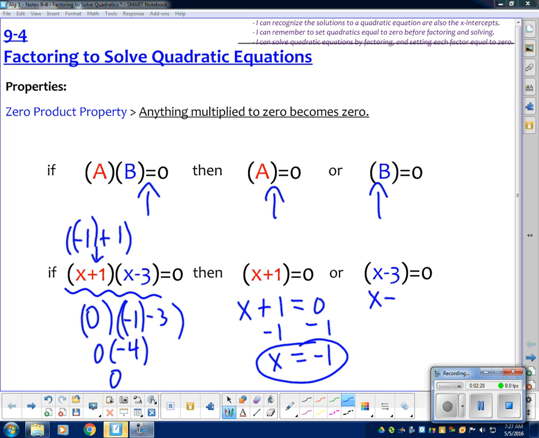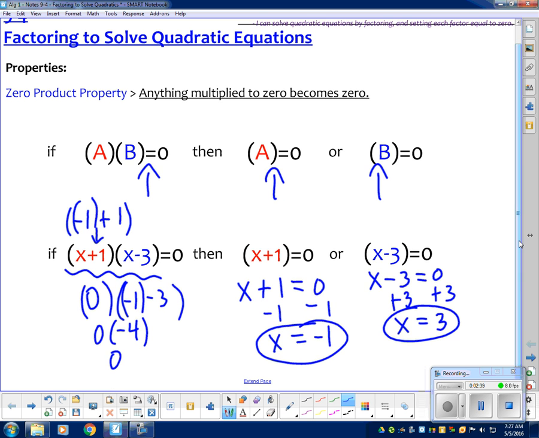So here x minus 3 equals 0. If I add 3 to each side, I have x equals 3. And so my solutions to the quadratic equation are x equals negative 1 or x equals 3.